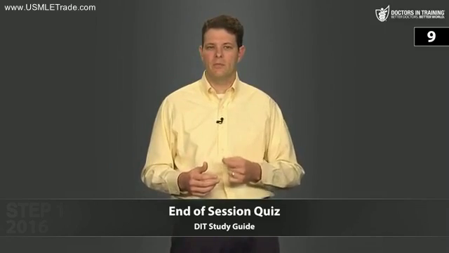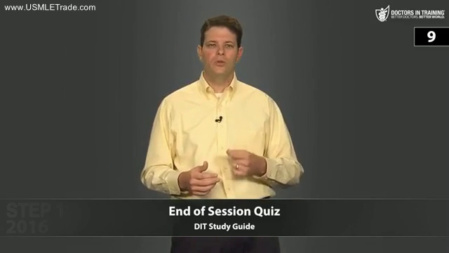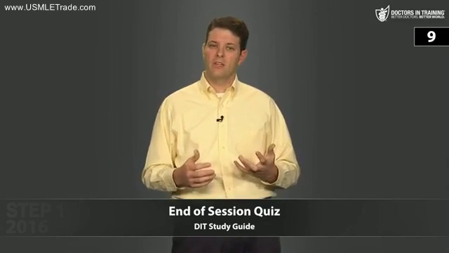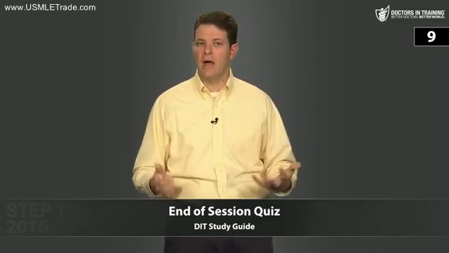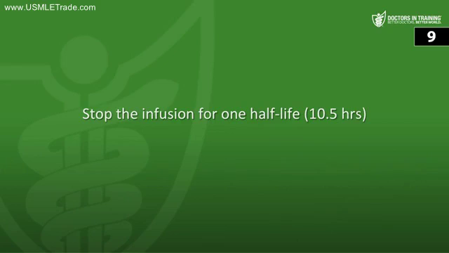Next, if the patient begins to show signs of toxicity and the target concentration is decreased to 10 milligrams per liter, what would you do to get to this level? So basically, you're cutting the target concentration in half. So how do we get to the new level? Well, you stop the infusion for 1 half-life. That's the meaning of half-life. You stop the infusion for 1 half-life, which is 10.5 hours, and then your concentration is going to be decreased by half.